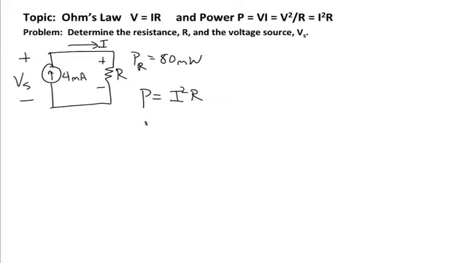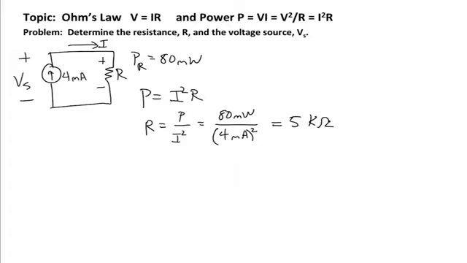So the resistance is going to be equal to P divided by I squared. And P is 80 milliwatts, it's positive. I is equal to 4 milliamps. We're going to square that, and ultimately we end up with a resistance that's equal to 5 kiloohms. So that solves for our resistance.